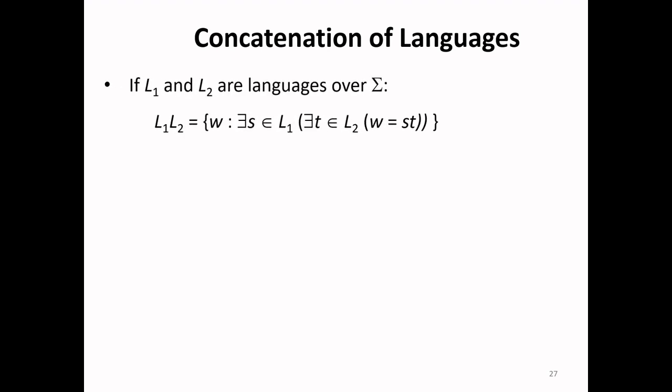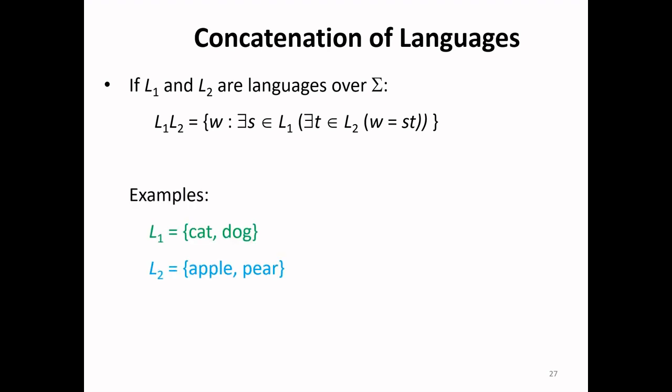Concatenation of two languages. If L1 and L2 are languages over summation, then L1L2 consists of all possible strings W such that some S belongs to L1, some T belongs to L2, and W is equal to S followed by T.